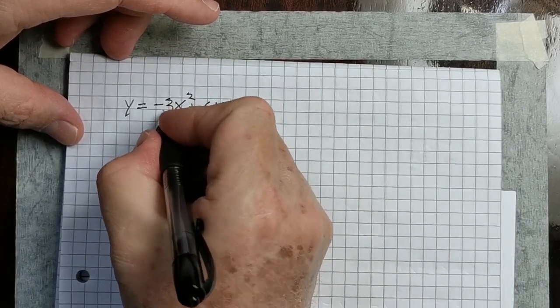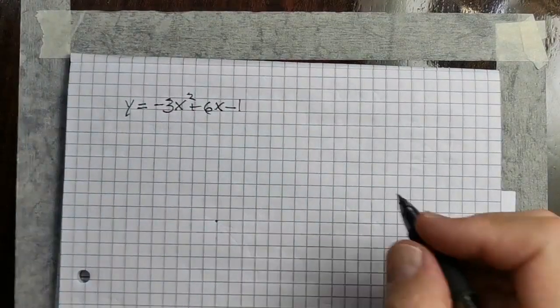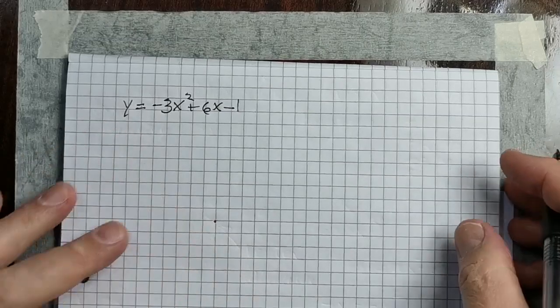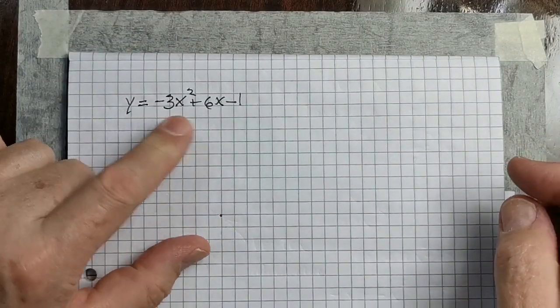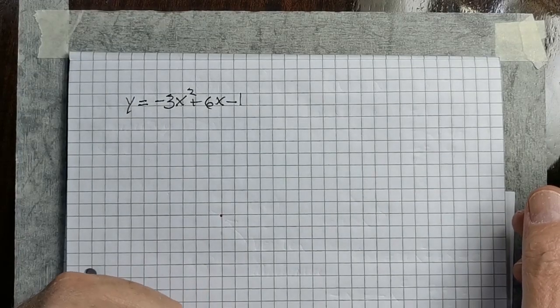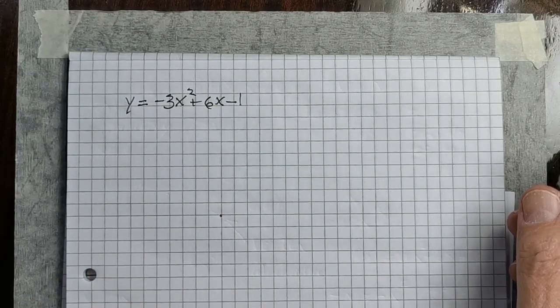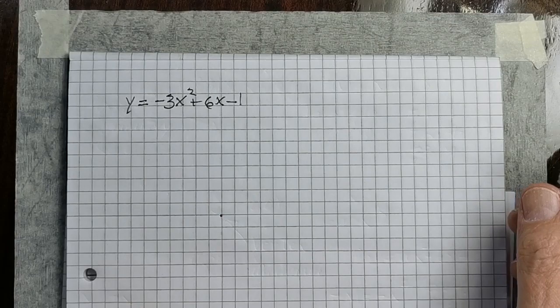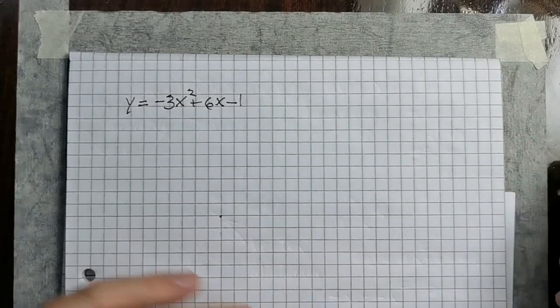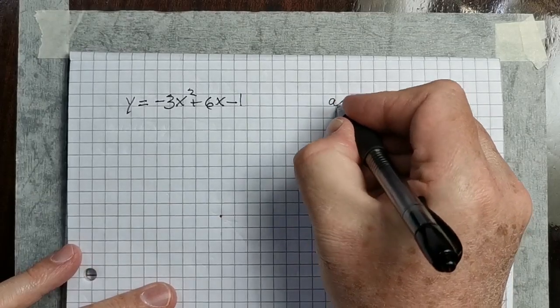Okay. Now the y, we could just as well call it f of x, couldn't we? f of x equals negative 3x squared plus 6x minus 1. Now our first job that they've asked us to do is to graph this thing. Before we graph it, however, I would like to identify the axis of symmetry. What is our axis of symmetry?